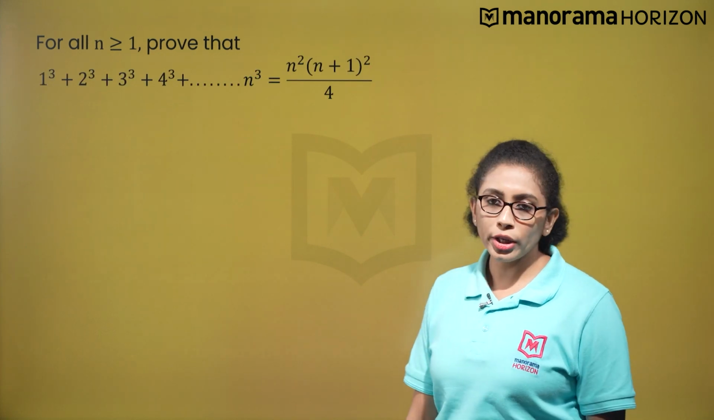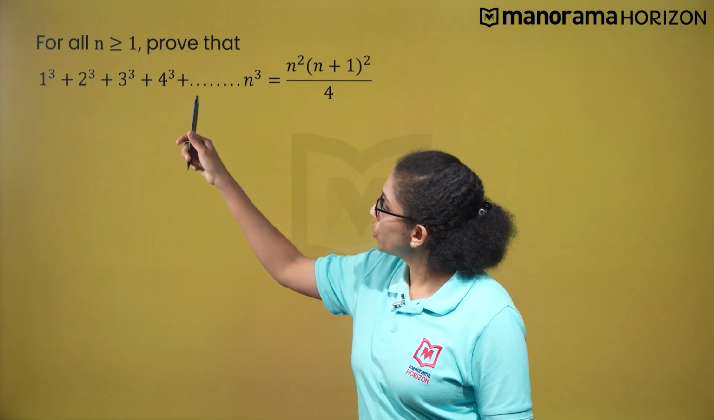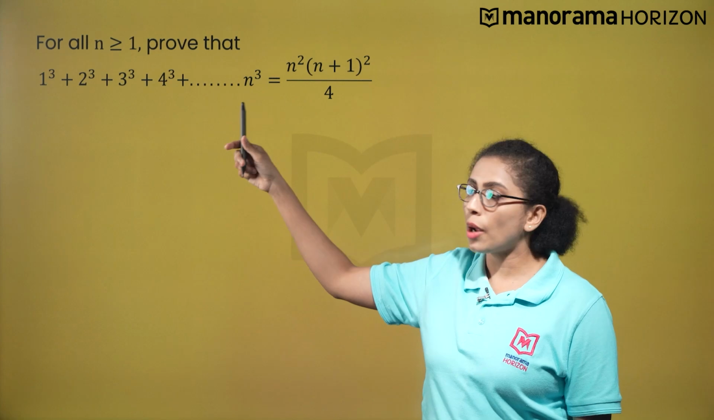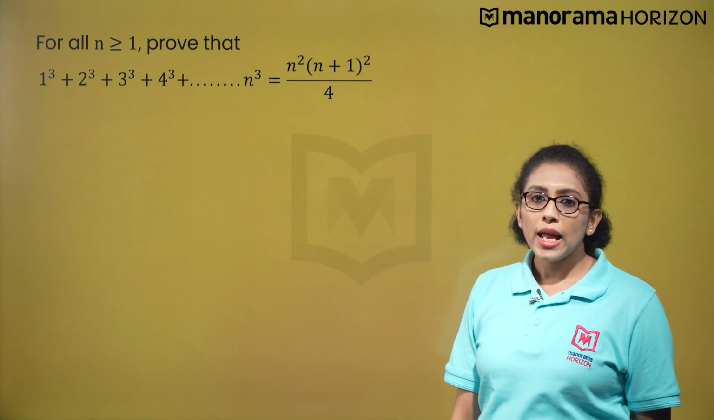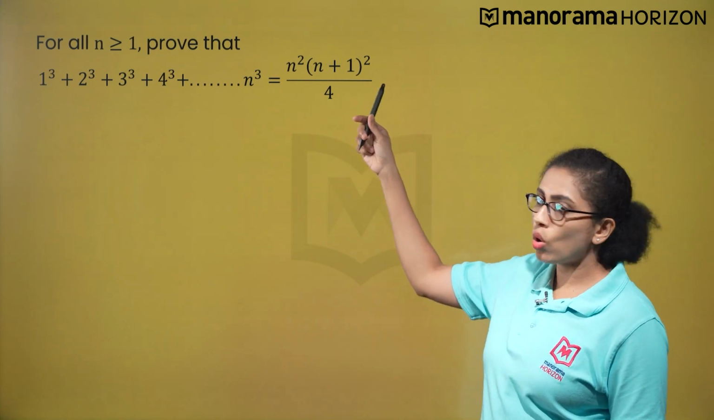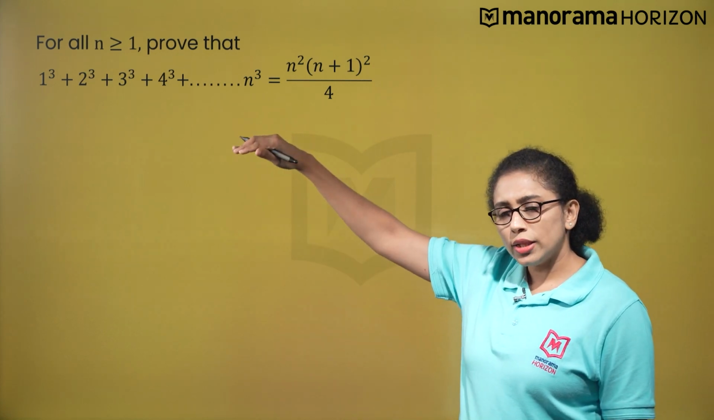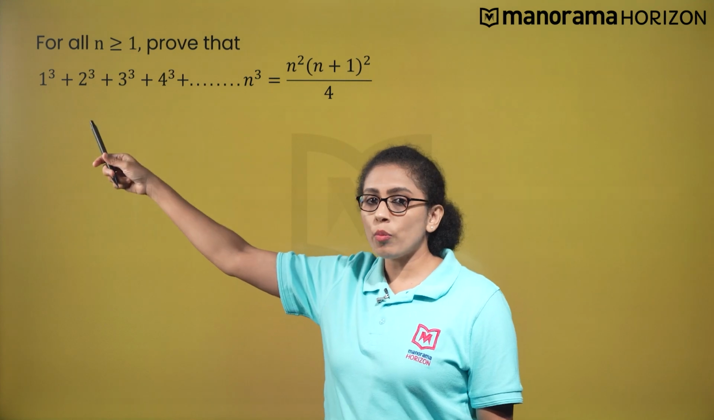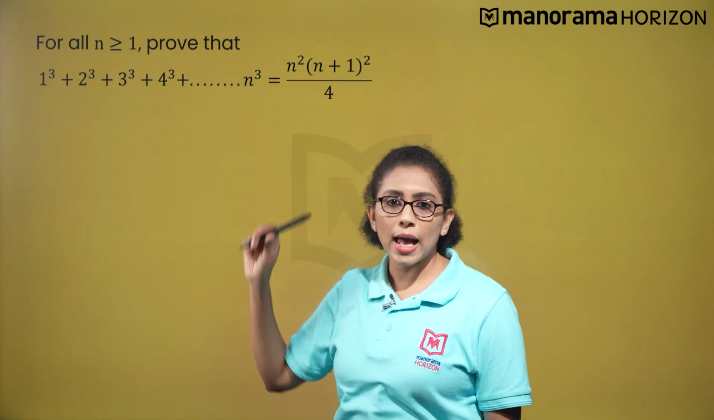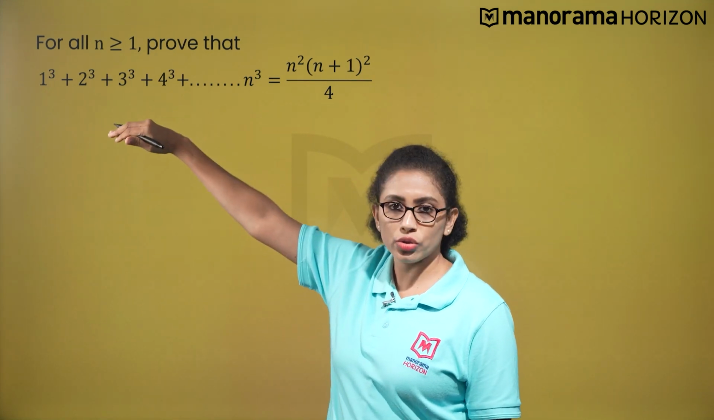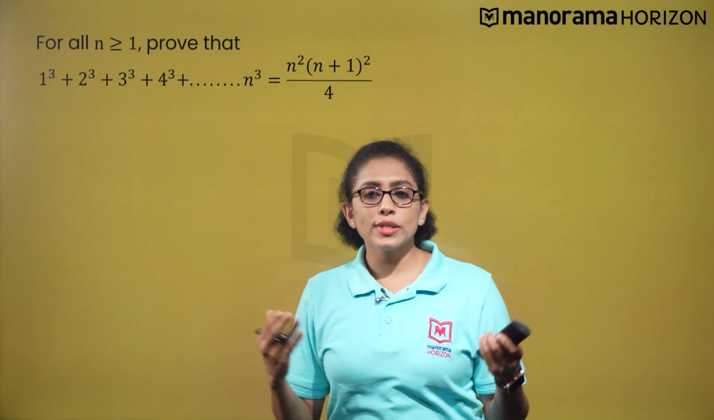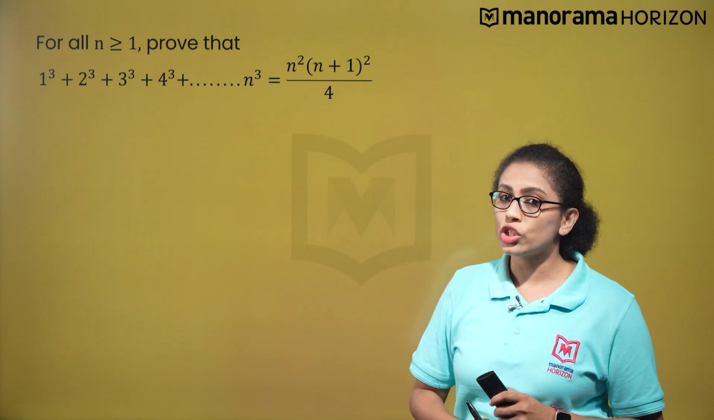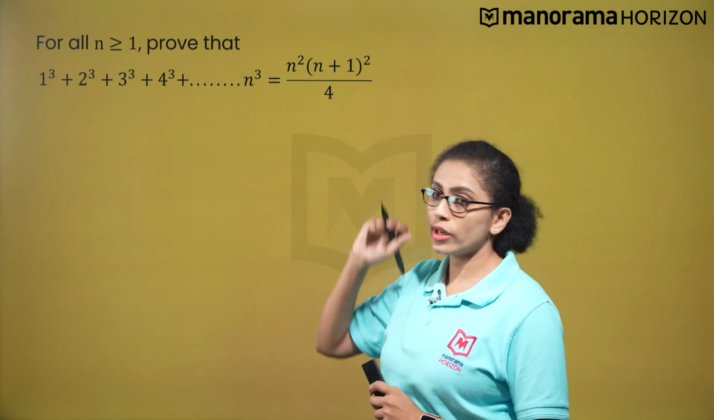For all n greater than or equal to 1, prove that 1 cube plus 2 cube plus 3 cube plus 4 cube up to n cube is equal to n square into n plus 1 the whole square by 4. What does this equation actually represent? This equation represents the sum of cubes of first n natural numbers, the LHS, right? Now, by using the principle of mathematical induction, we need to prove this equation.